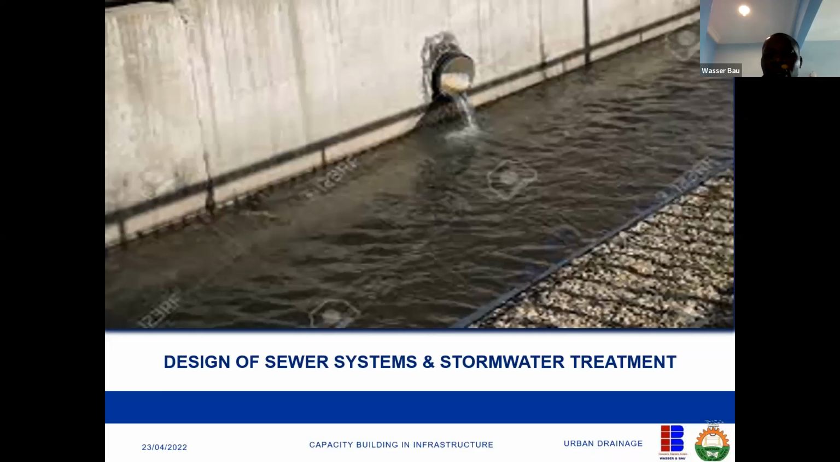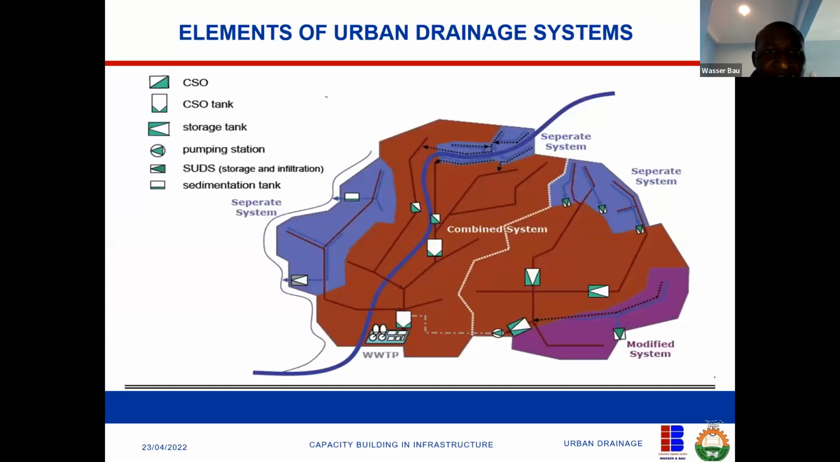Okay. Now, introductory foundation. But there's a lot of calculations and formulas and everything. So this is a typical catchment where you have the elements of urban drainage systems. Okay, so if you look at it, you see there's pumping station, there's sustainable urban design for storage and infiltration. There's a sedimentation tank, there's a storage tank, there's a combined sewer overflow tank, and there's a combined sewer overflow. So these are all systems that make up the urban drainage.